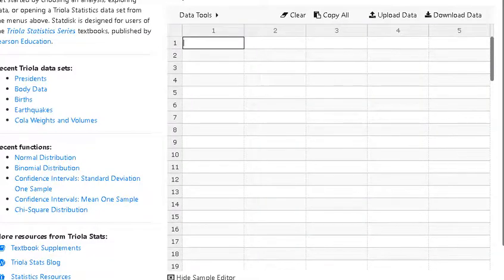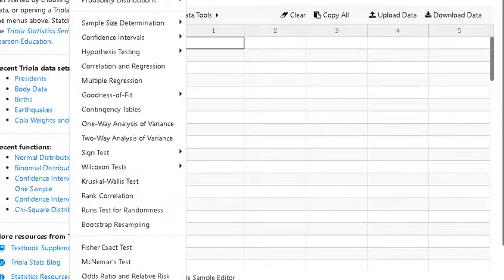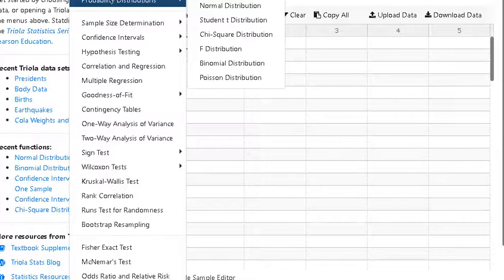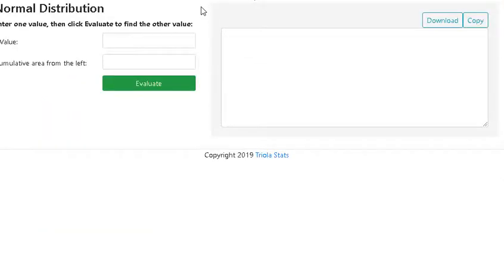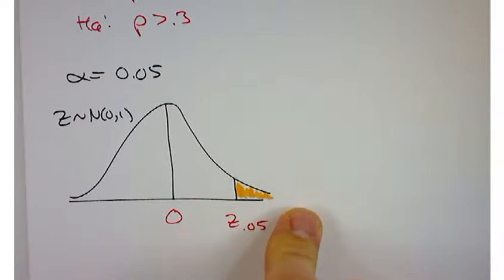From StatDisk, we're going to go to Analysis, and then Probability Distributions. Which distribution do you think we want? Yeah, the normal distribution. All right. Cumulative area from the left. What number should I put in here? 0.95. Right? Because if 5% of the area is in the right tail, then 95% is going to be in the left tail.